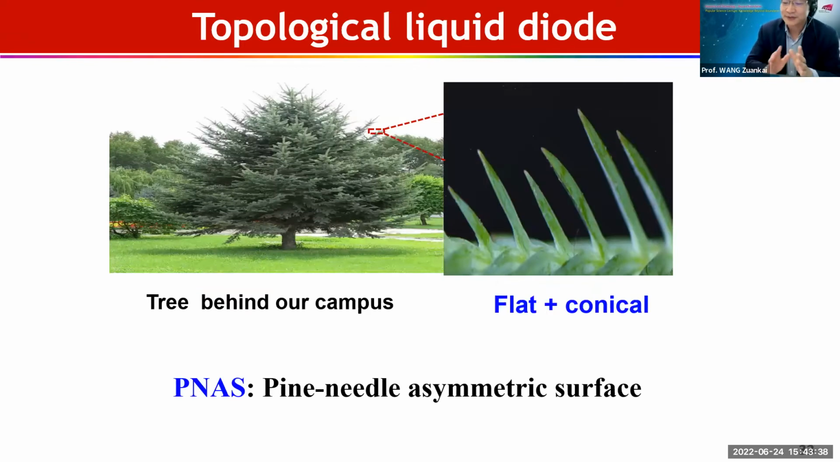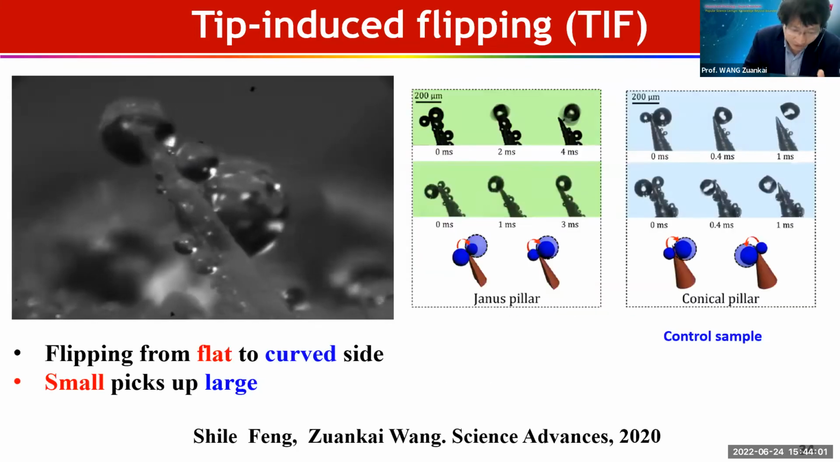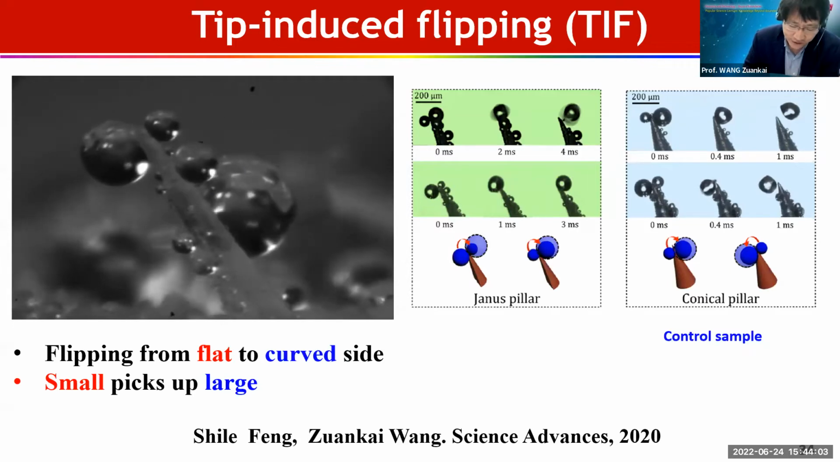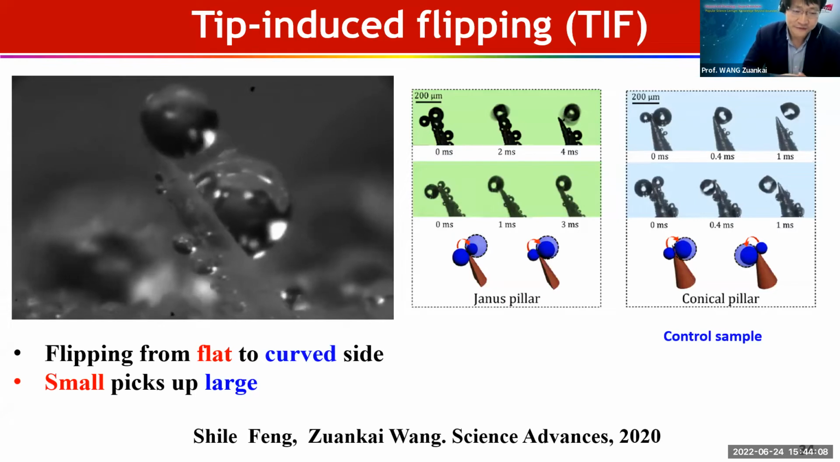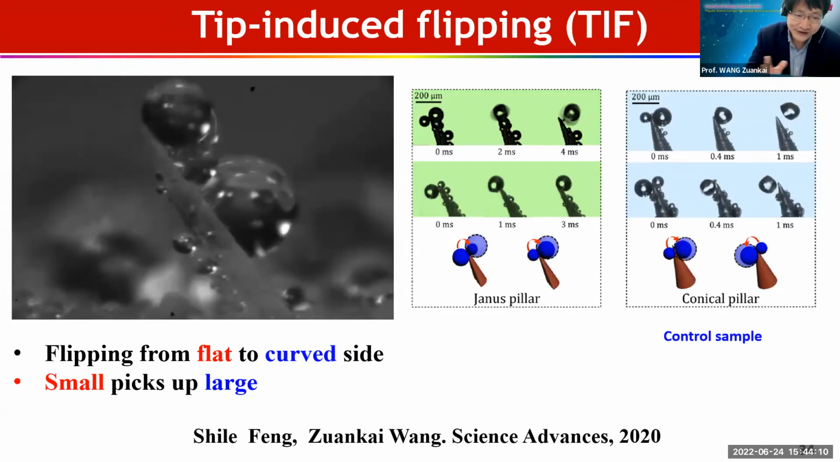Okay, so maybe this work, because this work mimics a tree leaf. Here we have the needle. If you look at the needle, it's very interesting because one side is flat, another side is conic. So my student just got the leaf, and then he fabricates artificial structure. And more interestingly, when we put two droplets on the surface, some magic happened.